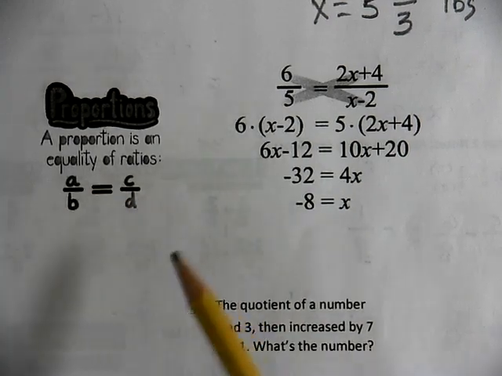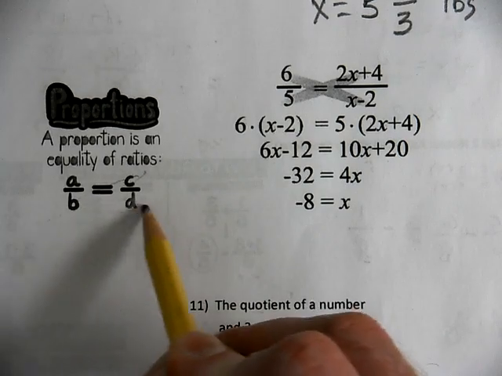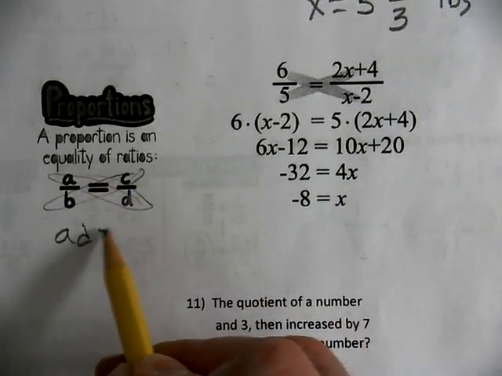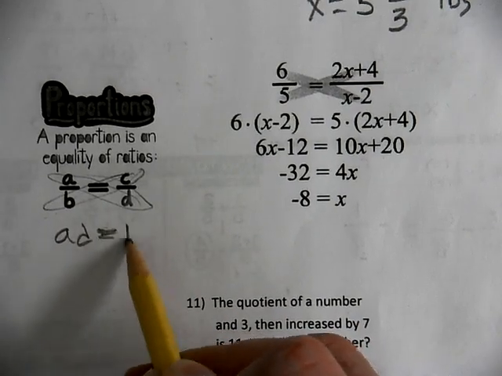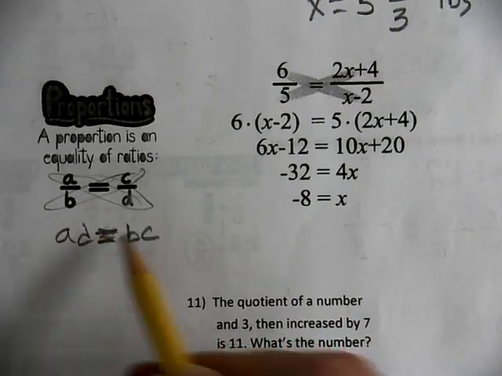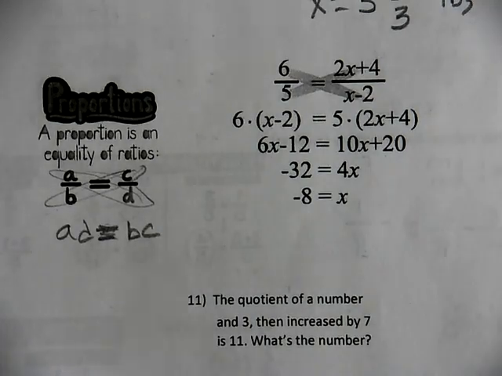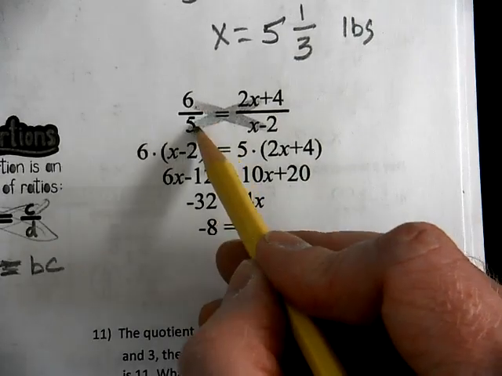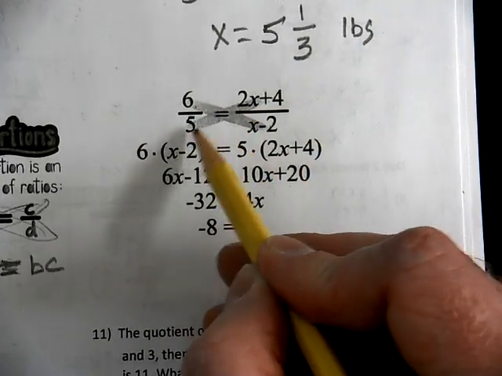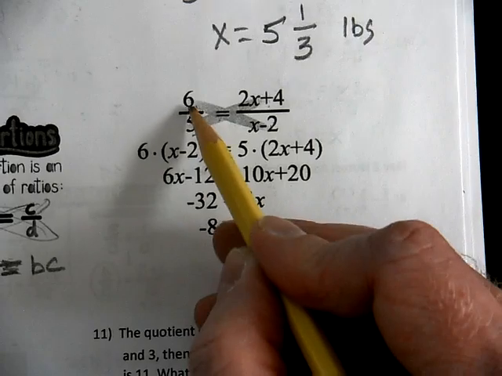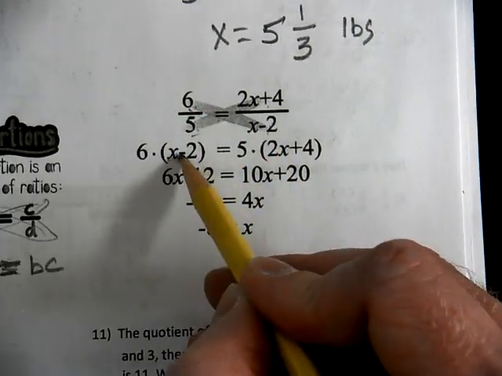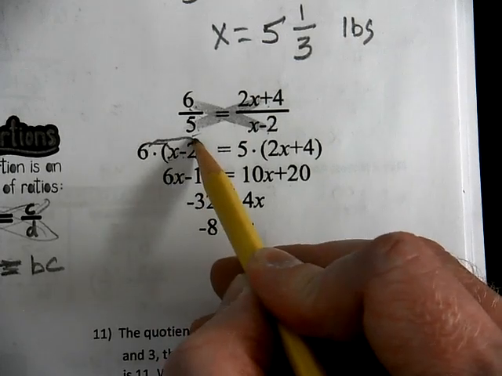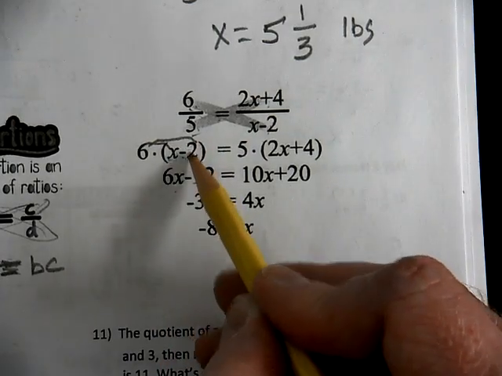And the main thing that we can do, we can cross multiply. And we know that AD is going to equal BC. And we can solve for what we need to. For example, we have two fractions and they equal each other. So we cross multiply. The 6 is going to multiply the x minus 2. We distribute in 6x minus 12.